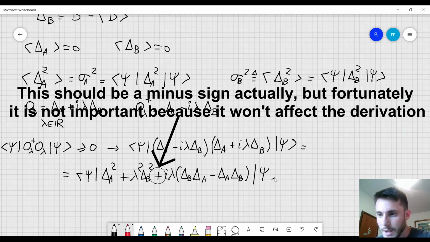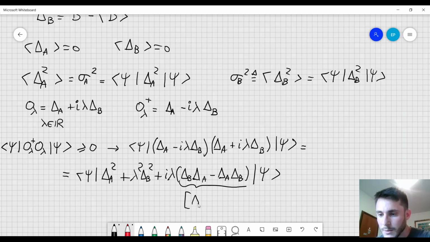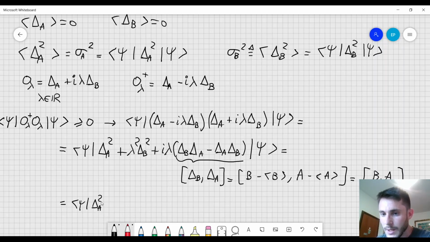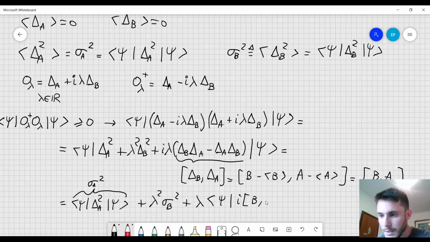B acting on psi. This quantity here is of course equal to the commutator between delta B and delta A, which by definition is equal to B minus average of B, A minus expectation of A. These expectation values commute with the operator, so this will be equal to the commutator of B with A. And now if I write this quantity by using linearity, I will have psi delta A squared psi, which is equal to sigma A squared, and then I have plus lambda squared times sigma B squared, and then I have plus lambda times psi i commutator B A psi, and we have to remember that this quantity is greater than or equal to 0, so this is a real number and it should be non-negative.